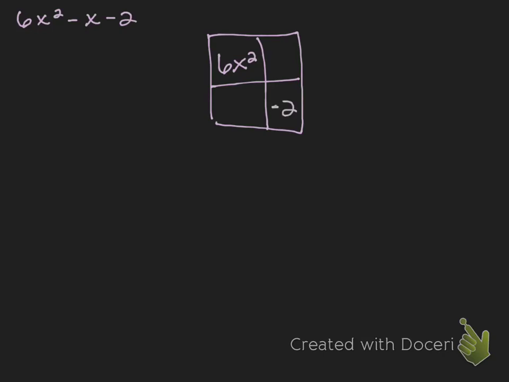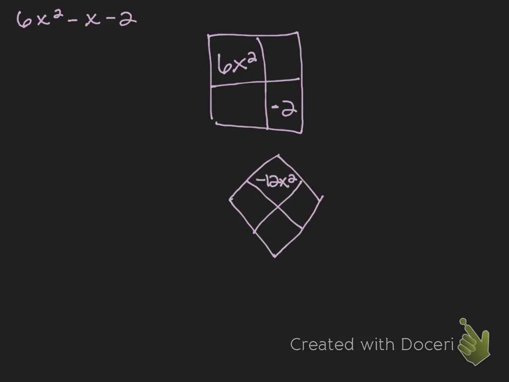Okay, so let's start with our generic rectangle. And remember, just like before, we're going to keep our x squareds together. So the 6x squared will go in one of the corners, and diagonally from that, we're going to put the negative 2. Now remember, that is a negative 2 because it says minus 2. So that means that the product of our missing boxes has to be the same as the product of 6x squared and negative 2. So that means that we need to multiply to a negative 12x squared.